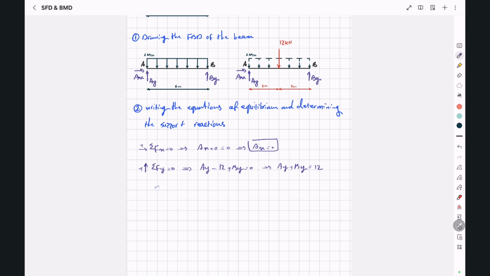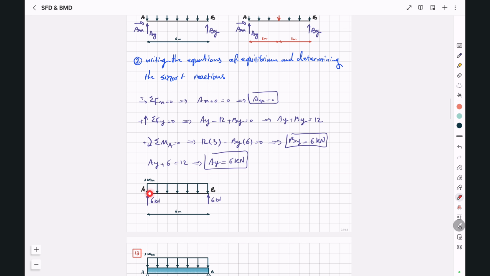If we write sigma M around any point along the beam, for example point A, in this direction, we have 12 multiplied by 3 minus By multiplied by 6 equal to 0. And this gives us By equal to 6 kilonewton. And if we put By in this equation, we have Ay plus 6 equal to 12. So Ay is also equal to 6 kilonewton. And this will be our free body diagram with the two support reactions we determined.